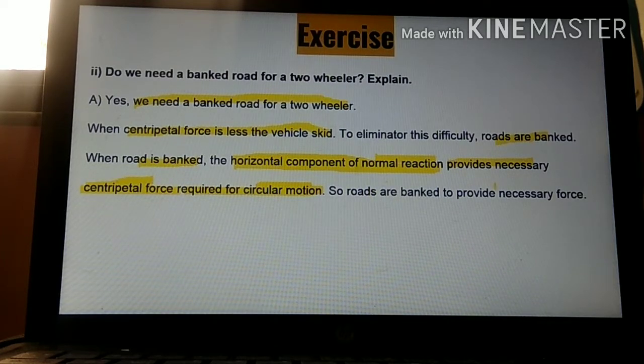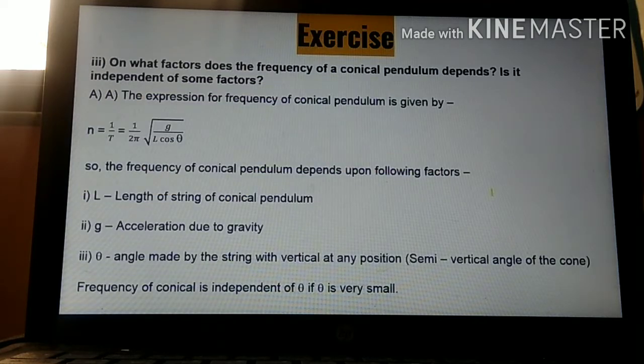So the roads are banked to provide the necessary force. So for two-wheelers also, roads should be banked. It is not that only for four-wheelers the road should be banked.